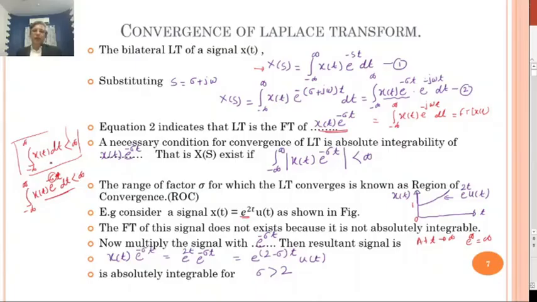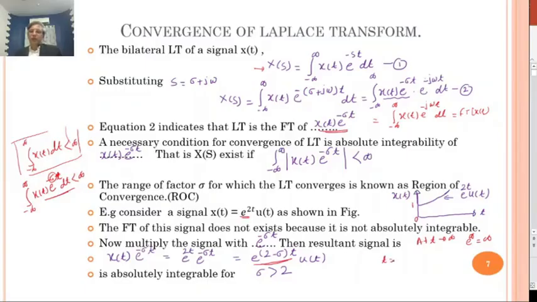But we can find the Laplace transform, and we will find the range of sigma where the signal is absolutely integrable, or converges. Hence, we multiply the signal by e raised to minus sigma t, as in the Laplace transform we find x of t into e raised to minus sigma t. The resultant signal is e raised to 2t multiplied by e raised to minus sigma t.